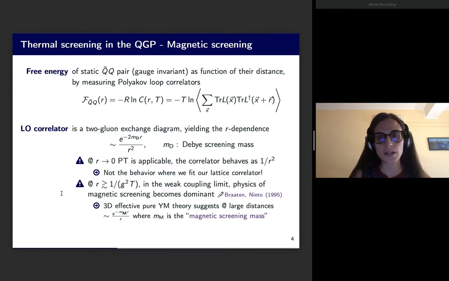On the other hand, for larger values of R, and specifically R which is larger than inverse g squared T, that is in the weak coupling limit, the physics of magnetic screening is what becomes the dominant effect, as was observed long ago in this paper. And in that context, the three-dimensional effective pure Yang-Mills theory, which is describing what's happening in that limit, suggests that at large distances the behavior is parametrically for the potential the ratio of the negative exponential of the so-called magnetic screening mass times R divided by R, which defines the so-called magnetic screening mass.